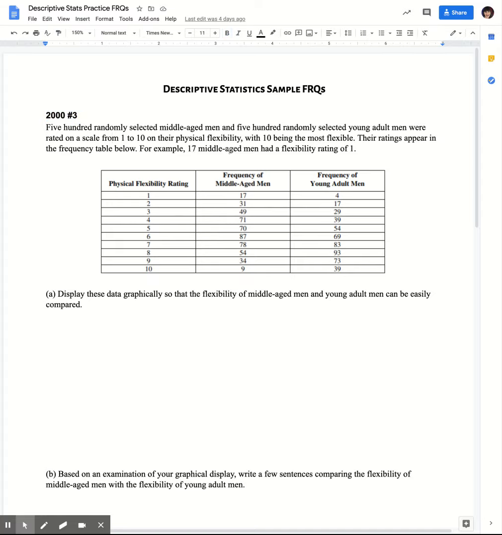Essentially what they did is they did this study where they randomly selected a bunch of middle-aged men and young adult men and then asked them to rate themselves on a scale from 1 to 10 on their physical flexibility, where 1 was the lowest and 10 was the highest. All that is given to you is this frequency table below, and then they give you an example of how to read it. So 17 middle-aged men had a flexibility rating of 1. 4 young adult men had a flexibility rating of 1, for example.